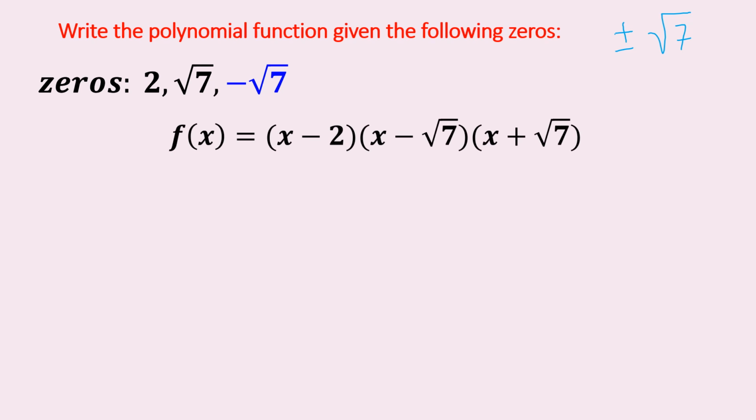Okay, just like last time, we write out the zeros. X minus 2, x minus radical 7, x minus negative radical 7 turns into a plus. And we want to start FOILing.